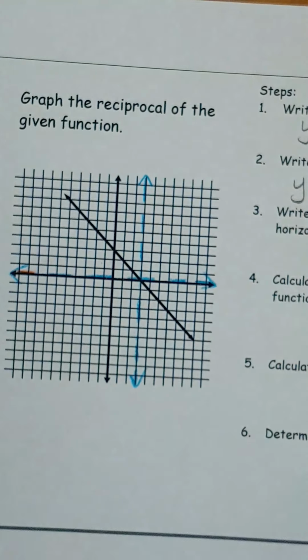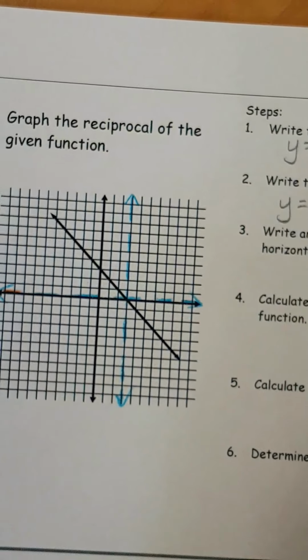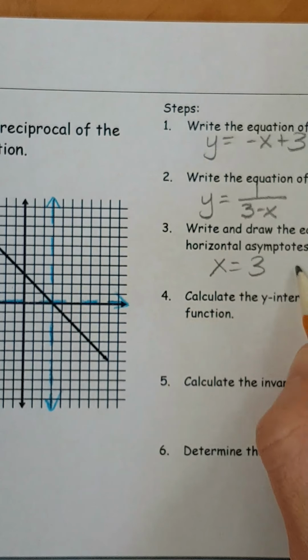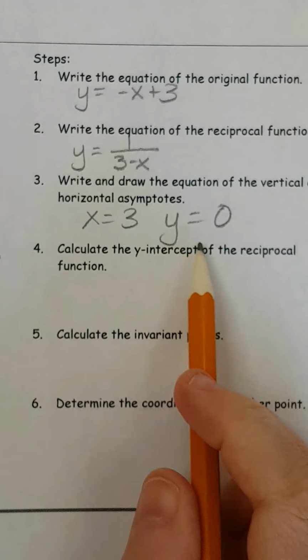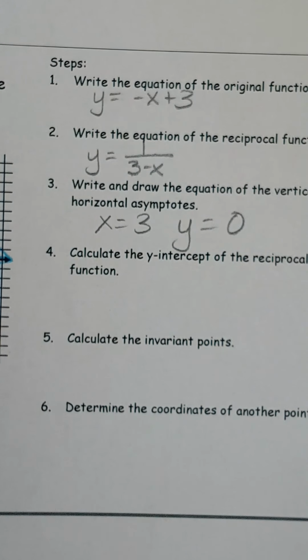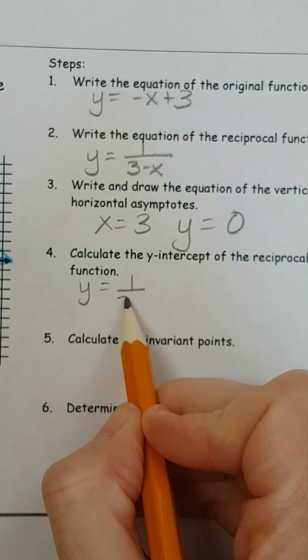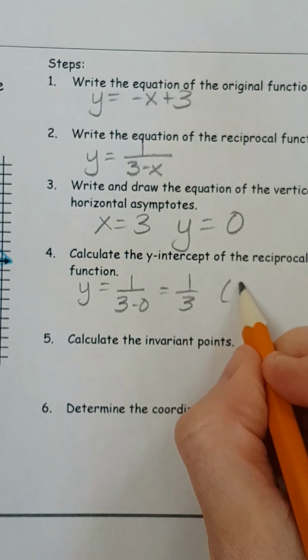Okay, so now we have that. It says write and draw the equation of the vertical and horizontal asymptotes. So we put in x equals 3 and y equals 0, sorry. I heard what I said at least. Calculate the y-intercept. So y equals 1 over 3 minus 0. Okay, so we have that now.